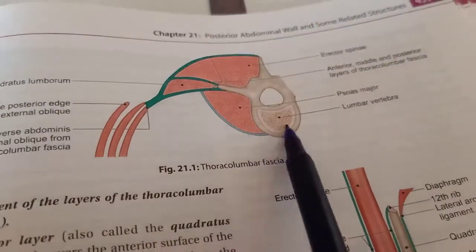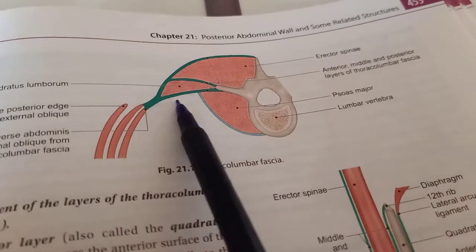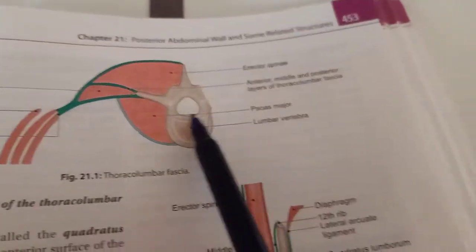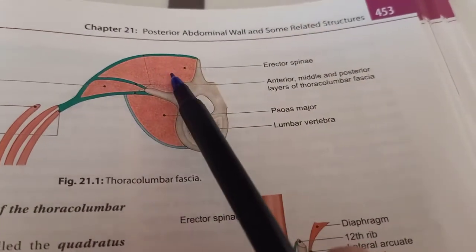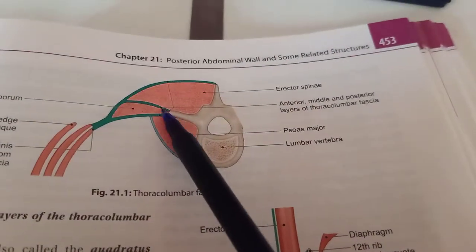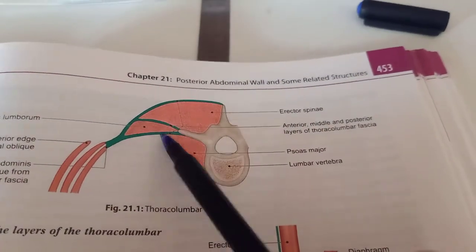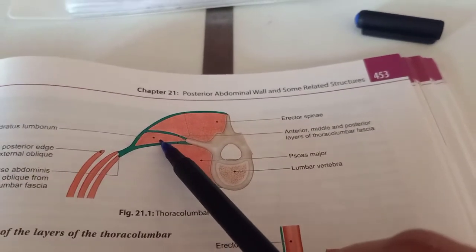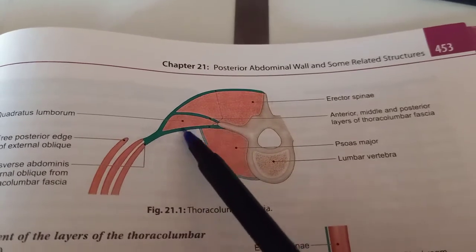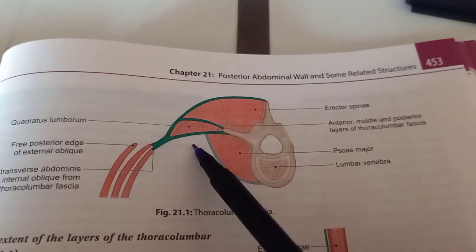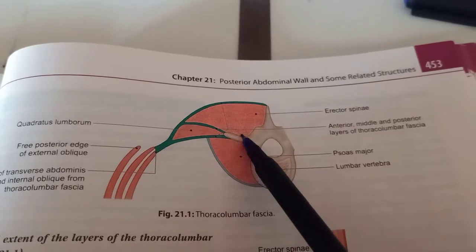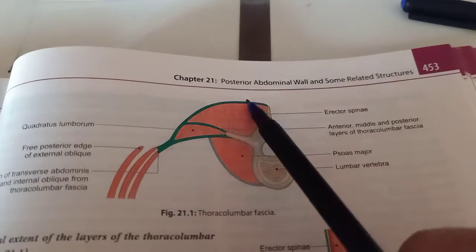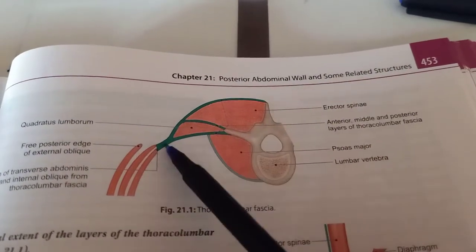This is the lumbar vertebra, with the transverse process and spinous process. Here are the internal oblique, transversus abdominis muscle, external oblique, psoas major, quadratus lumborum and erector spinae. Now this is the anterior layer, which is in close contact with the anterior surface of the quadratus lumborum muscle. That's why it is also known as quadratus lumborum fascia. It is attached medially to the anterior surface of the transverse process of the lumbar vertebrae and laterally it blends with the posterior layer of the fascia.